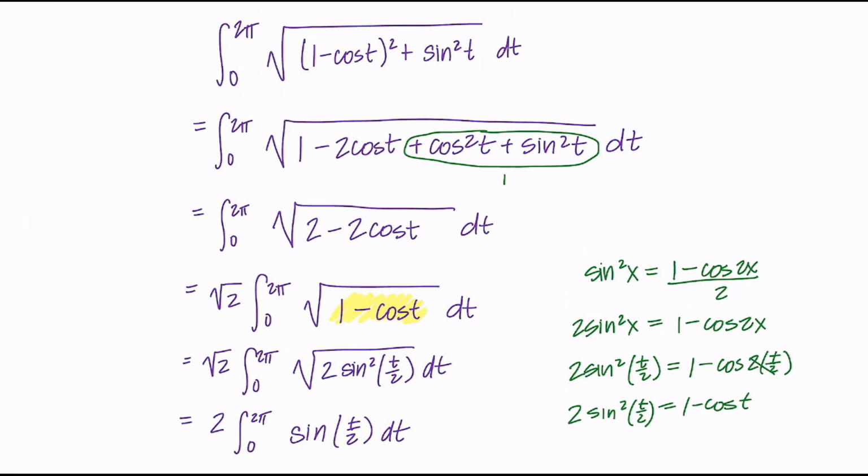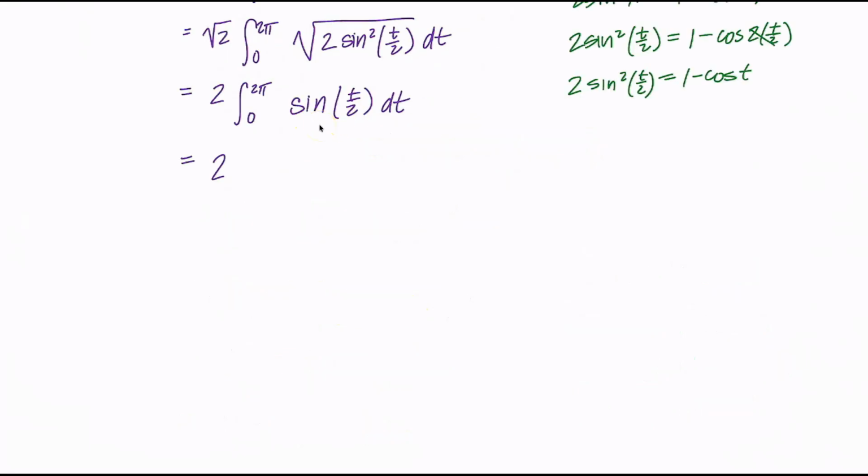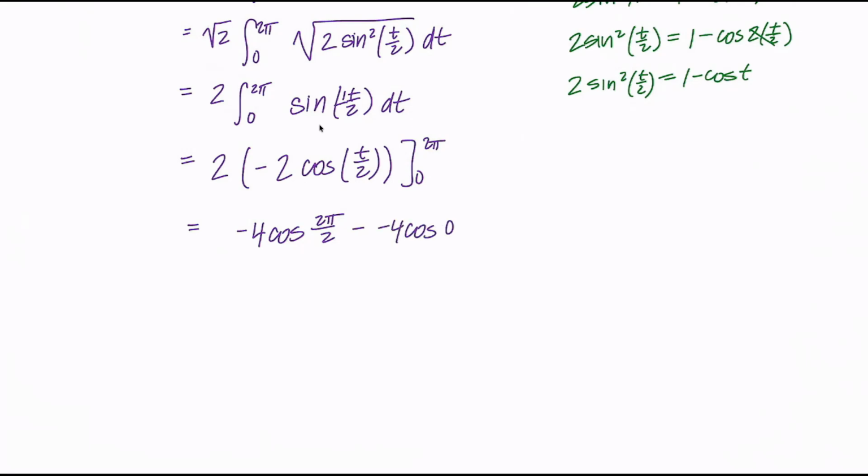We need a bit more space. All right, so we have 2, the integral of sine of t over 2, that's going to be negative, and then this is a 1/2 in the front here, so the reciprocal of that is 2. So we're going to have negative 2 cosine of t over 2, and then evaluated from 0 to 2 pi. So we're looking at negative 4 cosine of 2 pi over 2 minus negative 4 cosine of 0.